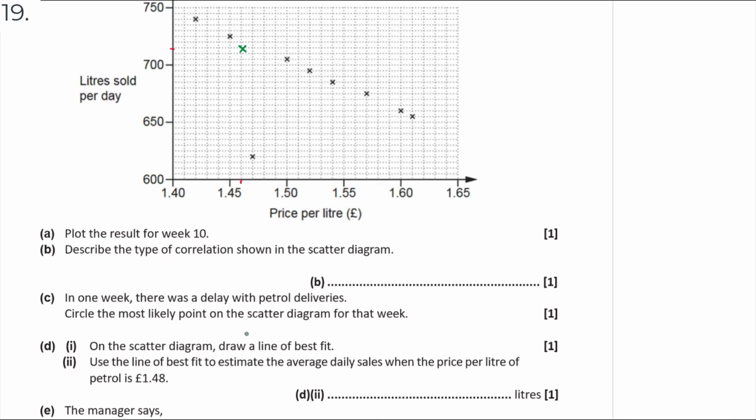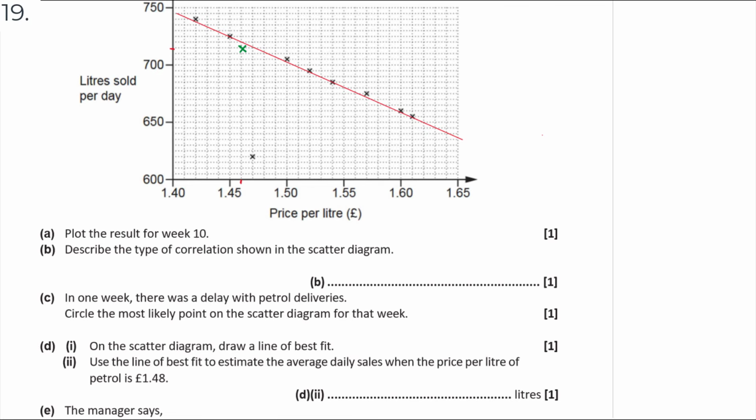Part B says describe the type of correlation shown in the scatter diagram. Well, if I was to draw a line of best fit, I guess it would look something like that. Yours might be slightly above or slightly below mine, but it's certainly going to look a bit like that. You can see from left to right, my line of best fit is sloping downwards. So this indicates negative correlation.